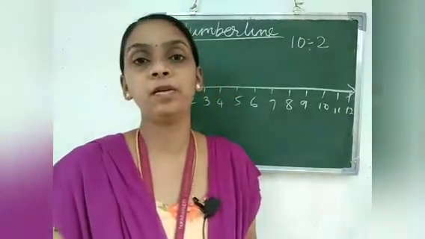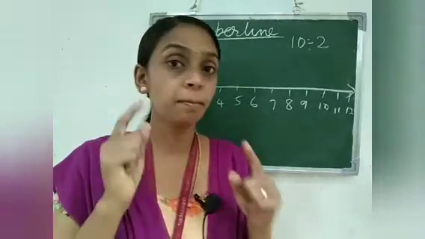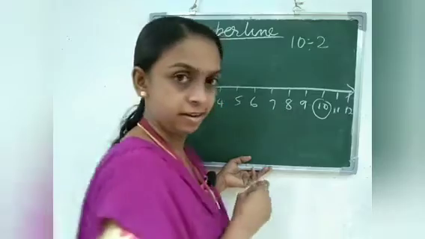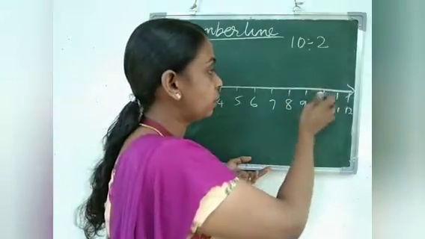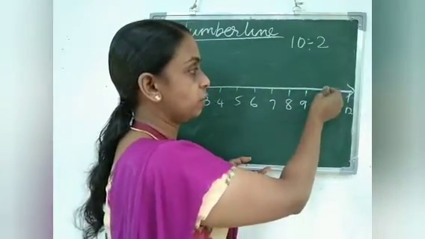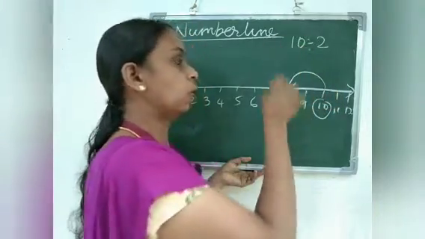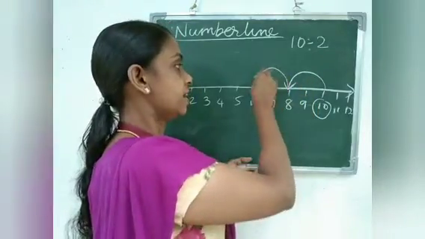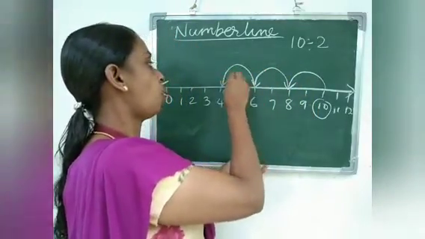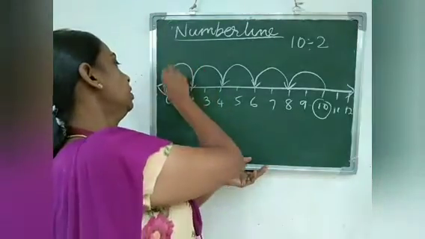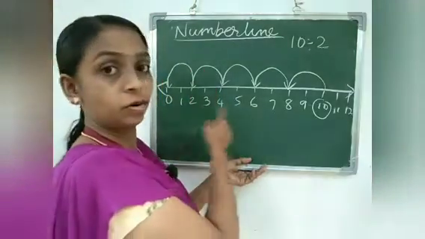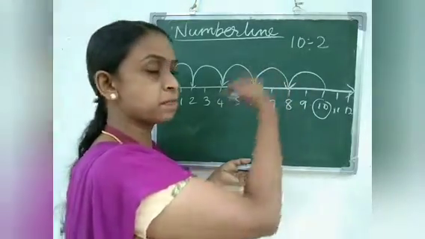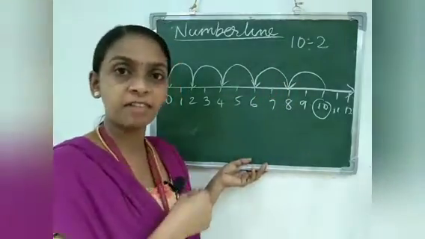We have to divide 10 by 2. So we have to start from 10 and leave 2 each time, 1, 2. Like that we have to draw the arrows. 10 divided by 2: 8, then 6, then 4, then 2, then 0. We have to do this until we get 0. Those jumps will be the answer.